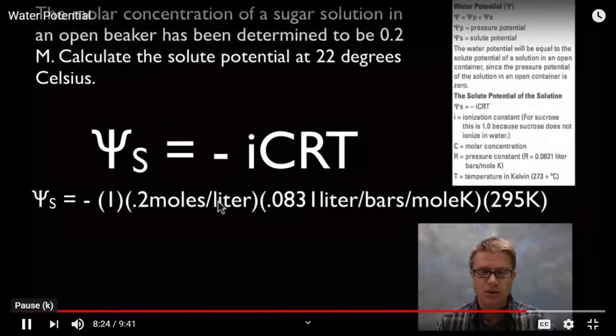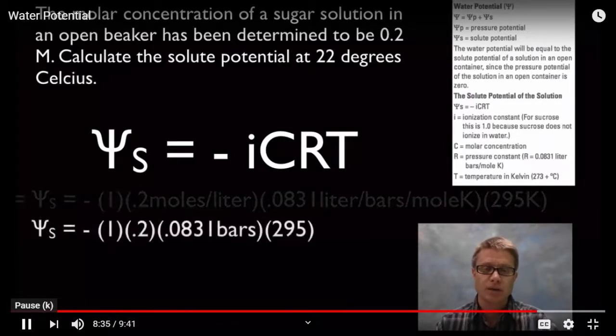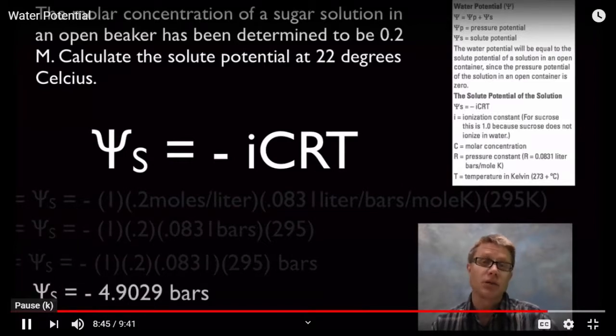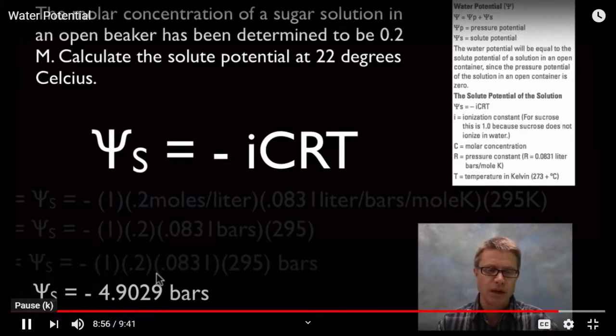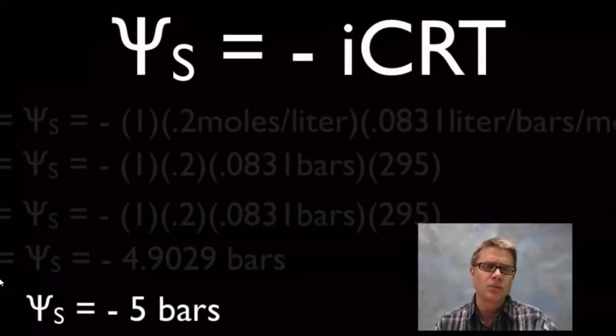So first thing to do is to get rid of all of these units. For example, we have Kelvin here on the bottom, and we have it on the top. Likewise, we've got liters on the top, liters on the bottom. First thing I would do is cancel out all those units. What am I left with? Not surprisingly, bars. That's what we measure solute potential in. Next thing I would do is put the bars on the end, and then multiply those values. And so what I get is negative 4.9029 bars. That's way too many significant digits. If I go back to my question, this one only has one significant digit, 0.2. So my answer should really be negative 5 bars. And so I've quickly figured out the solute potential.